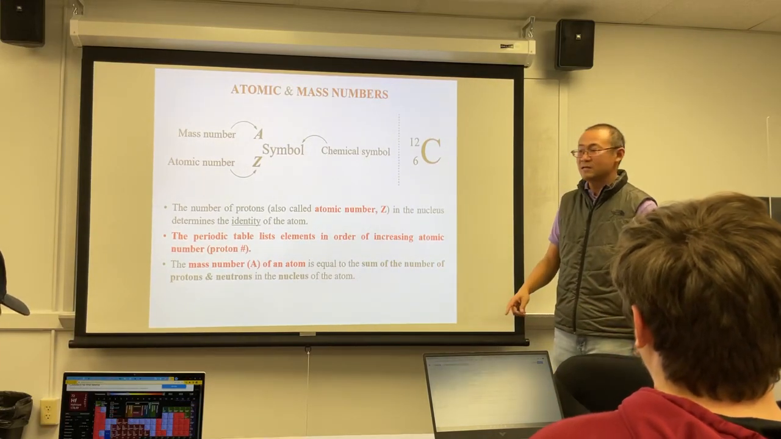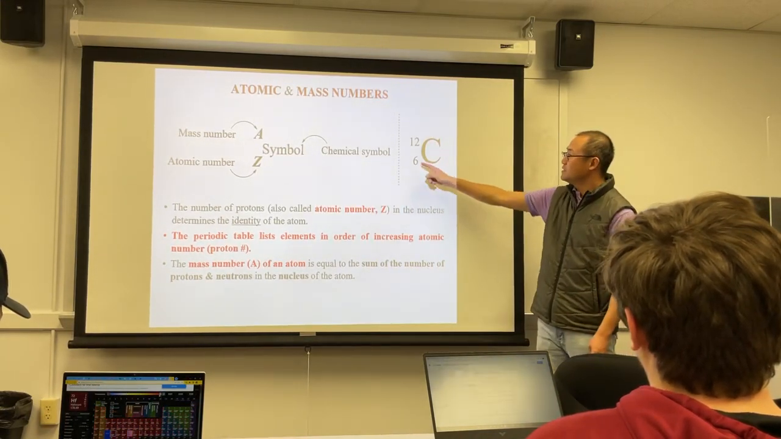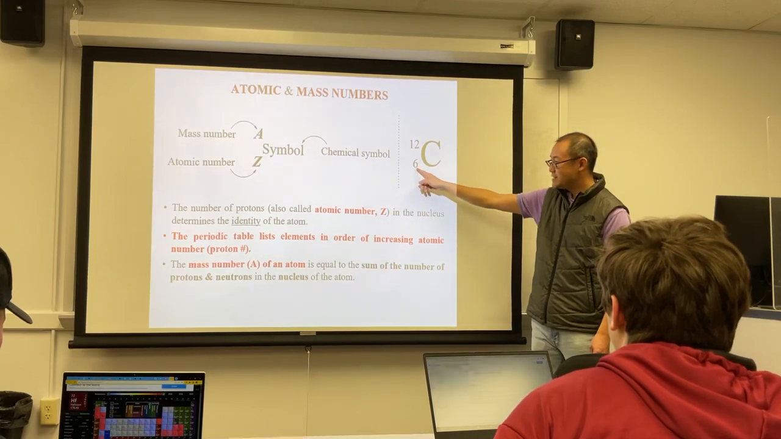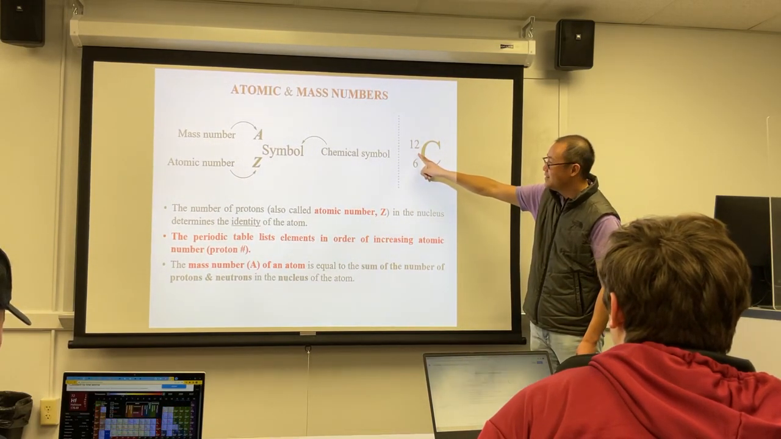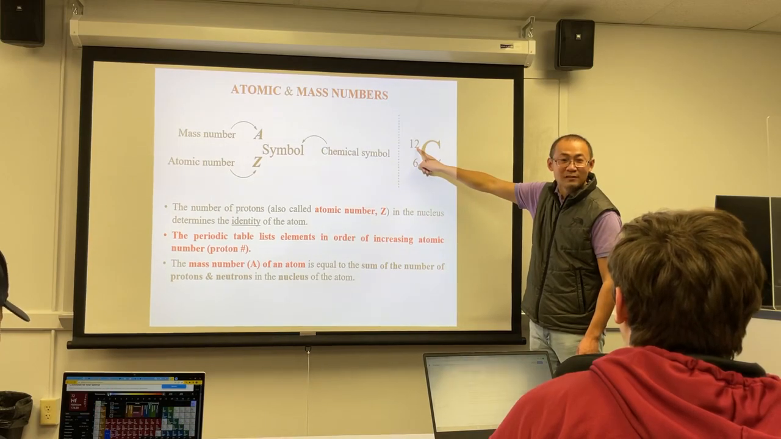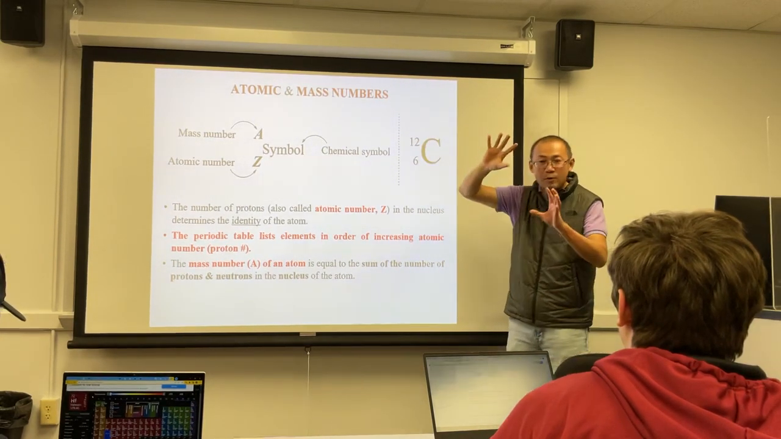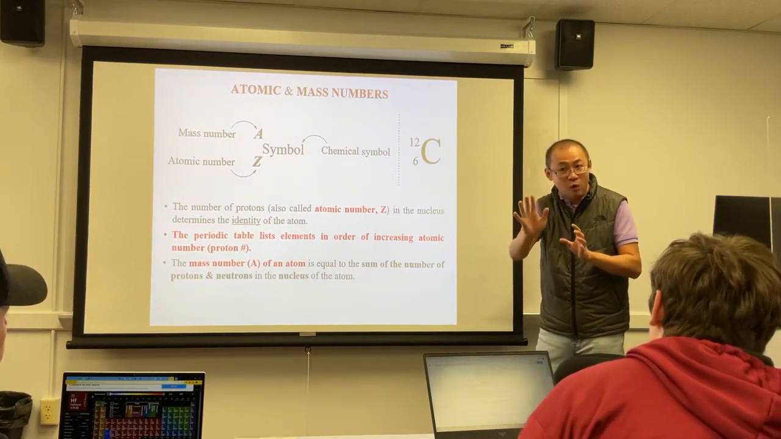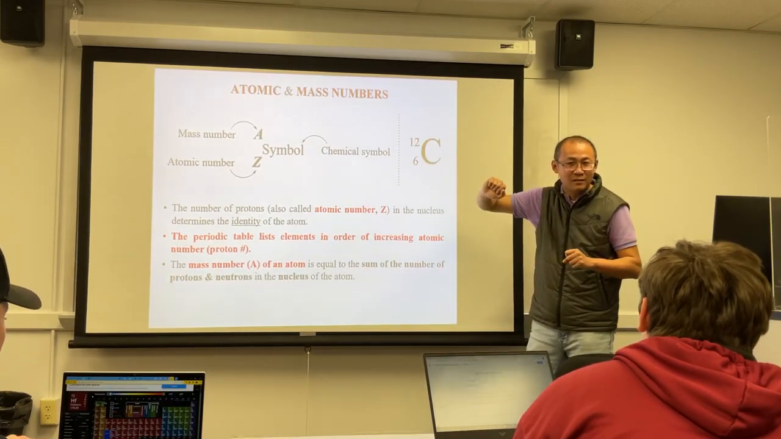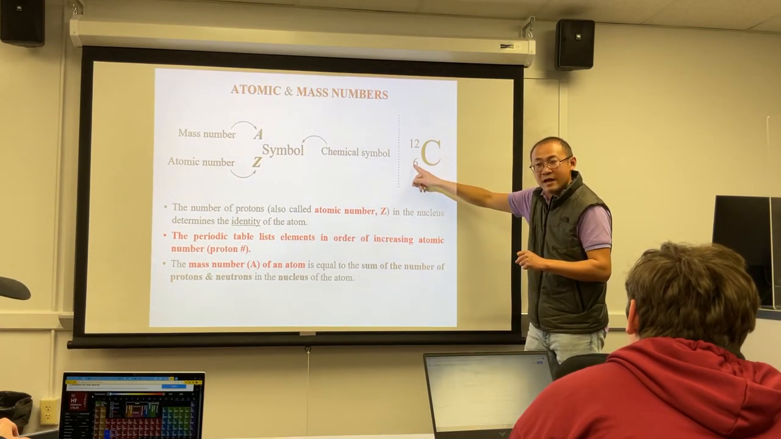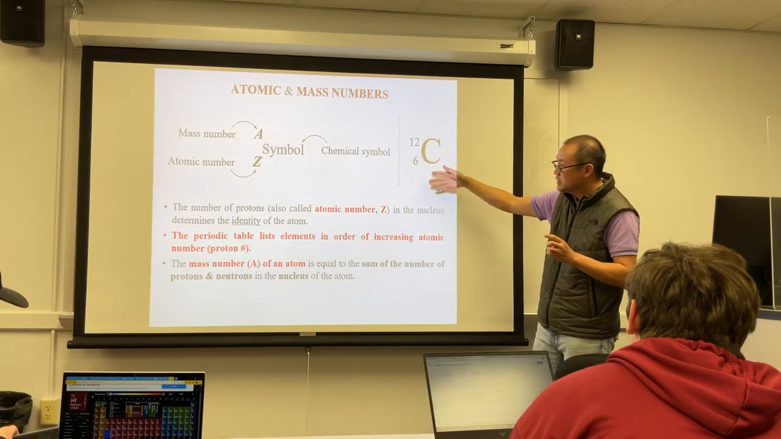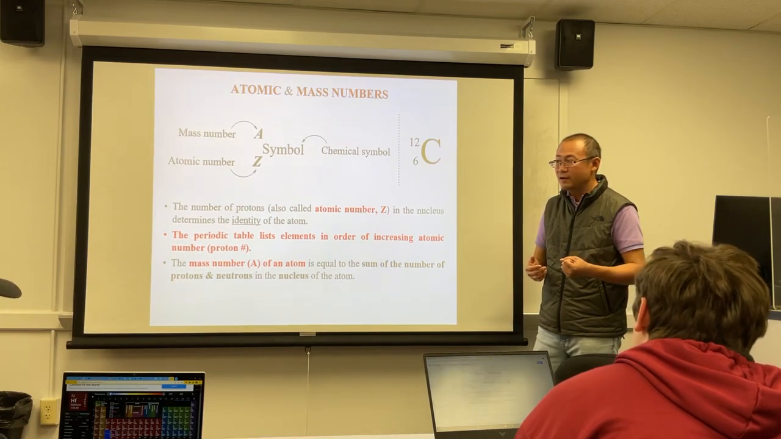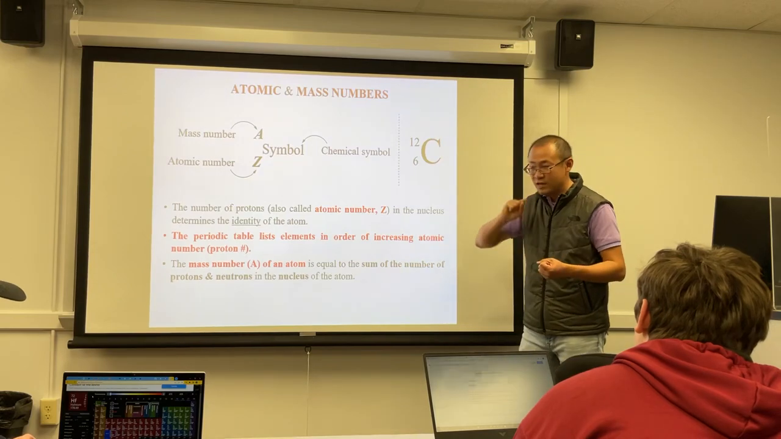For example, like this: carbon with 12 on top and 6 on the bottom. What does it mean? Proton number is six. Mass number is 12. Based on the mass number 12, we know how many neutrons? We know six neutrons. Neutrons, we don't know directly. We have to subtract. We always know the proton number, and you will be told the mass number, and then you figure out the neutrons. Does it make sense? Okay, again, this is one of the notations.